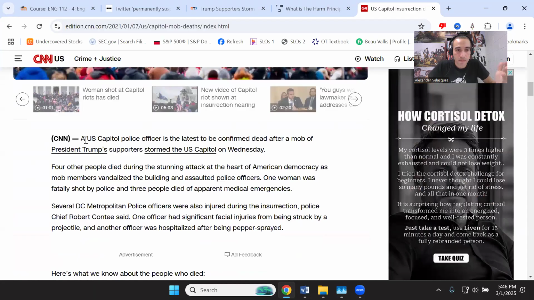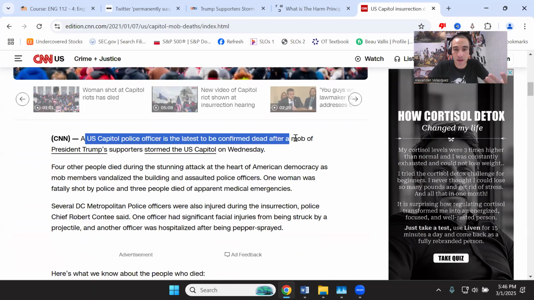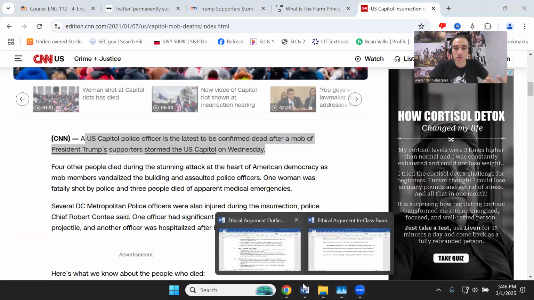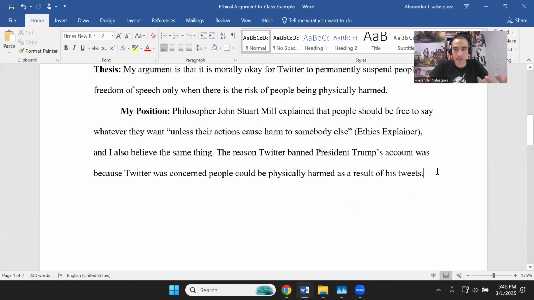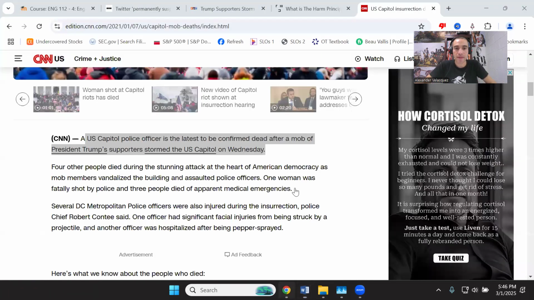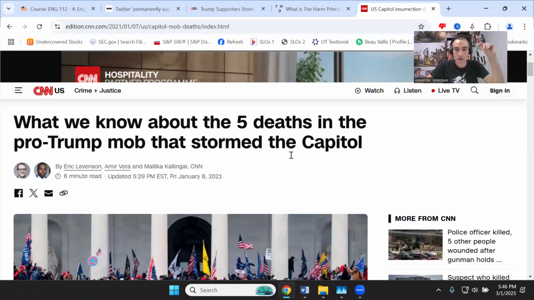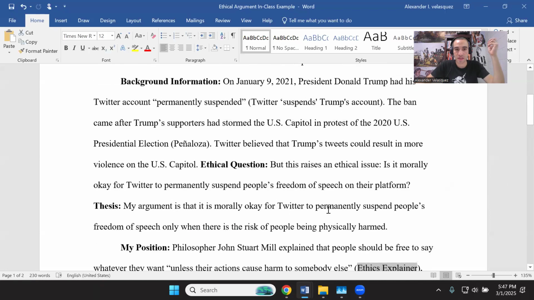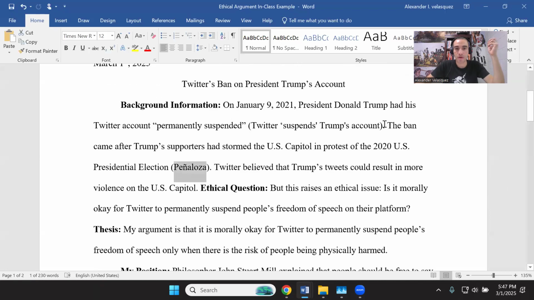So, if we read this right, first sentence, a U.S. Capitol police officer is the latest to be confirmed dead after a mob of President Trump supporters stormed the U.S. Capitol on Wednesday. Okay, so I'm going to go ahead and say that. In this example, we did an in-text citation with the source here. Here we put the author. Here we put the source.